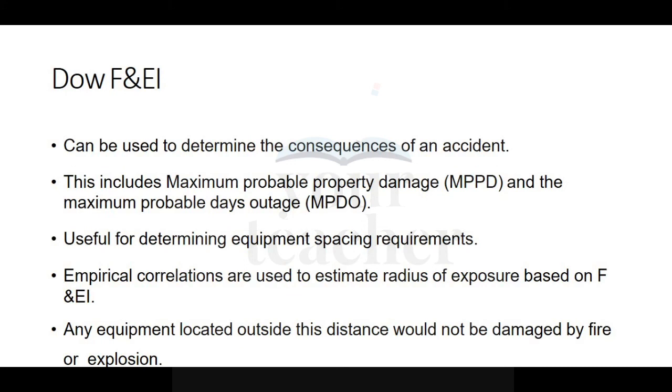Next, we come to the usage of the Dow Fire and Explosion Index. By finding the Dow F&EI, we can determine the consequence of an accident, which includes the maximum probable property damage and the maximum probable days outage. It is useful for determining equipment spacing requirements, and it can be used to estimate the radius of exposure based on F&EI, so that any equipment located outside this distance would not be damaged by fire or explosion.